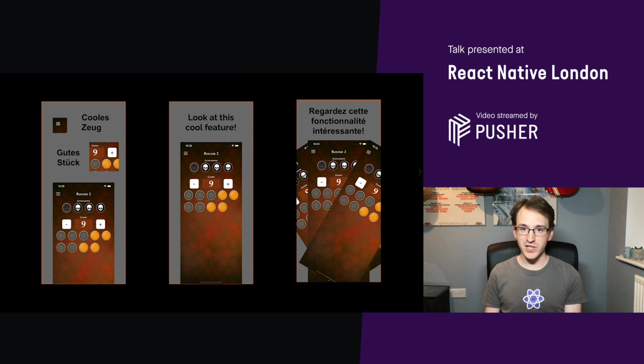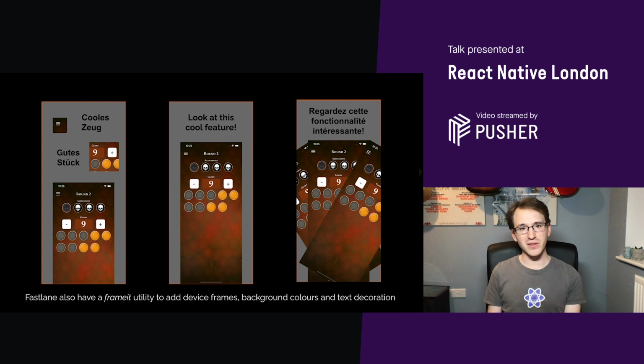Instead of a plain background color, you could have a nice blurred stock image. You could add device frames. They're something that's really popular in a lot of App Store listings. It's something you can have fun with. And if you're already using something like Fastlane, there's a utility in that called Frame.it that can help with some of this processing too.